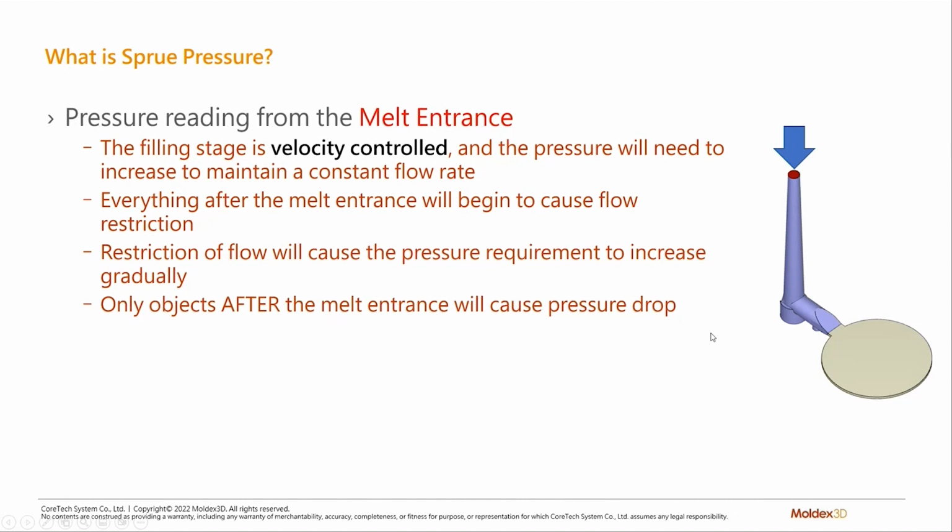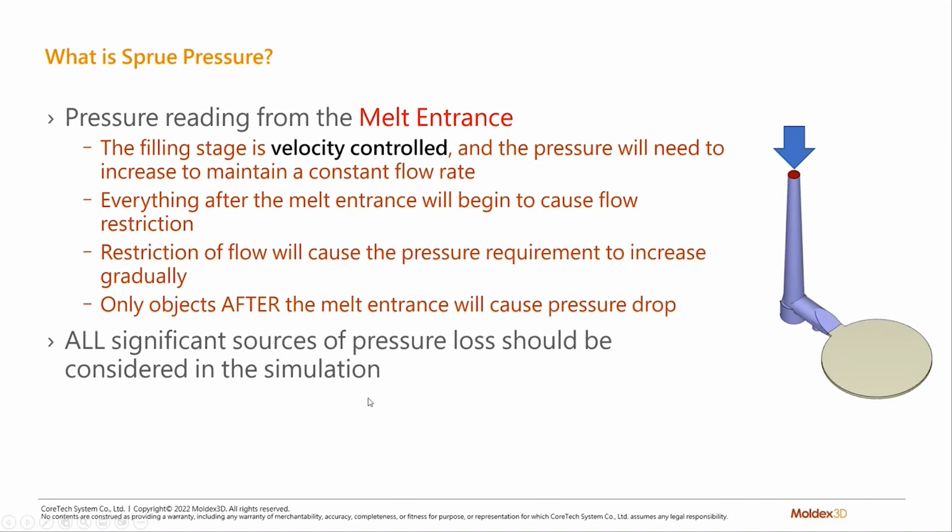We need to consider all sources of pressure drop, all sources of flow restriction, which would include a hot runner. It would include a nozzle, as I'm going to be going through as we run through all the different sources of discrepancy. So it's very important that all significant sources of pressure loss should be considered in the simulation.